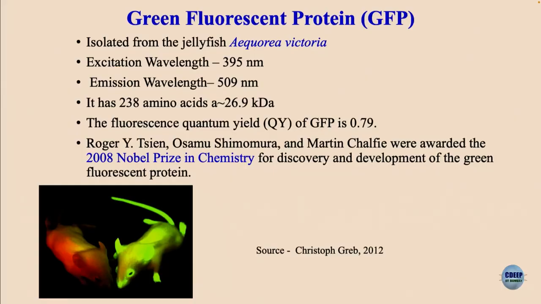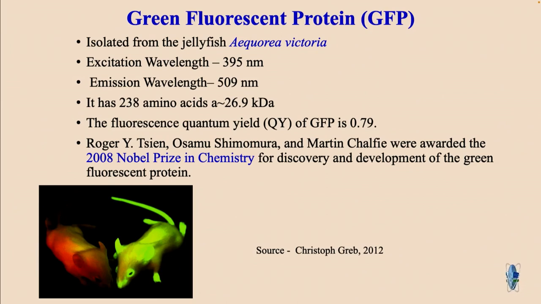Now coming to another concept, I will take another 10 minutes before I move. One of the popular fluorophores in protein is called green fluorescent protein. Right. So this protein is beautiful. You can even make mice red or green. It is isolated from a jellyfish, and it has an excitation wavelength of 395. Emission is in the green, that's why it is green fluorescent protein, at 509.